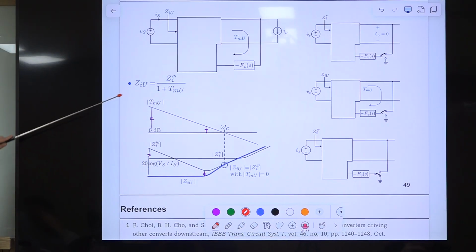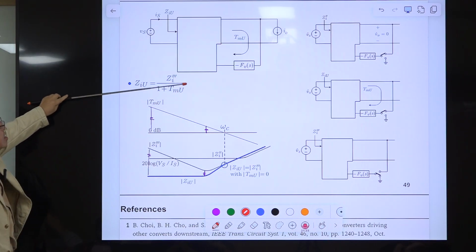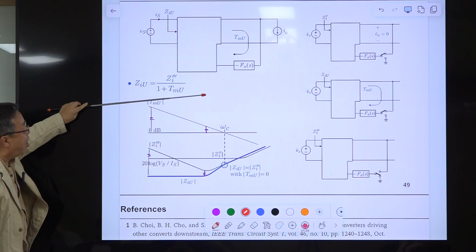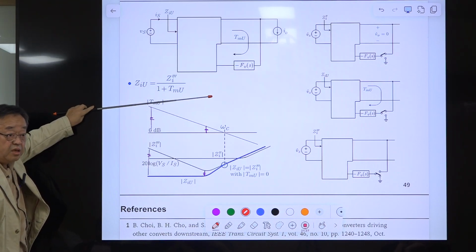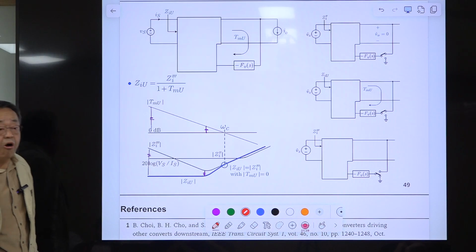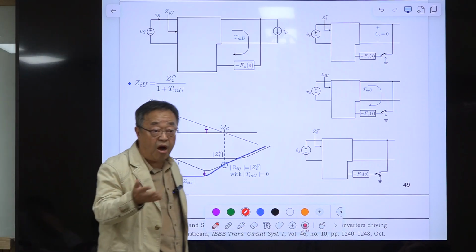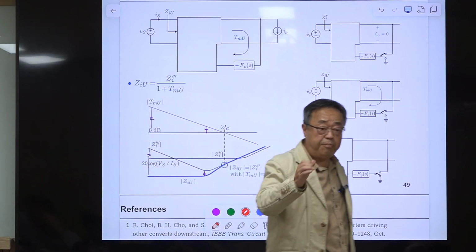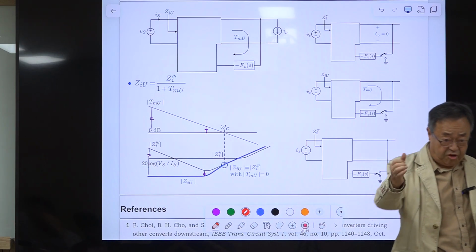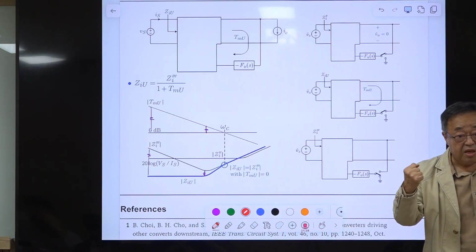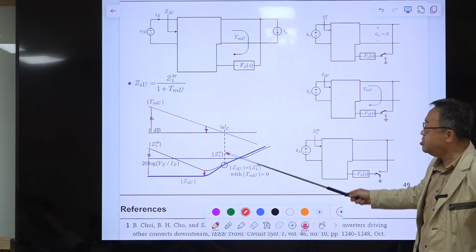This is the input impedance of the uncoupled converter, and this is the open loop input impedance of the uncoupled converter. Then the closed loop input impedance is this one divided by 1 plus the loop gain. This is true for a single output feedback system, where the output of the system and the point of the feedback signal expression are the same. This is true, but this is different.